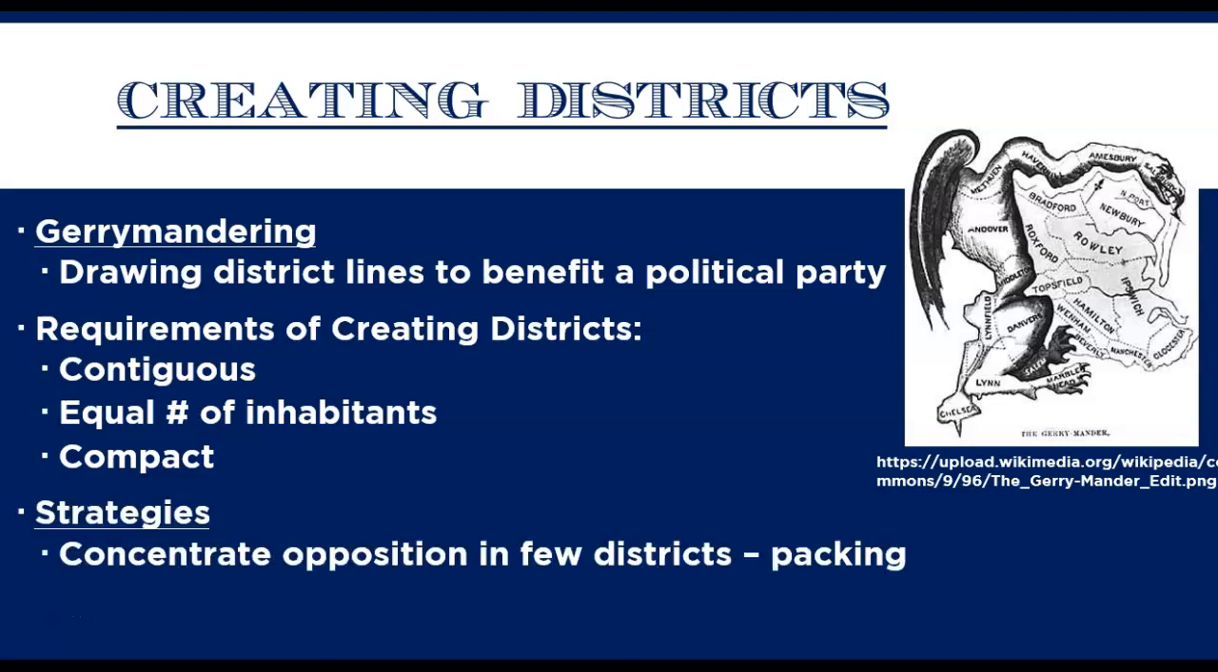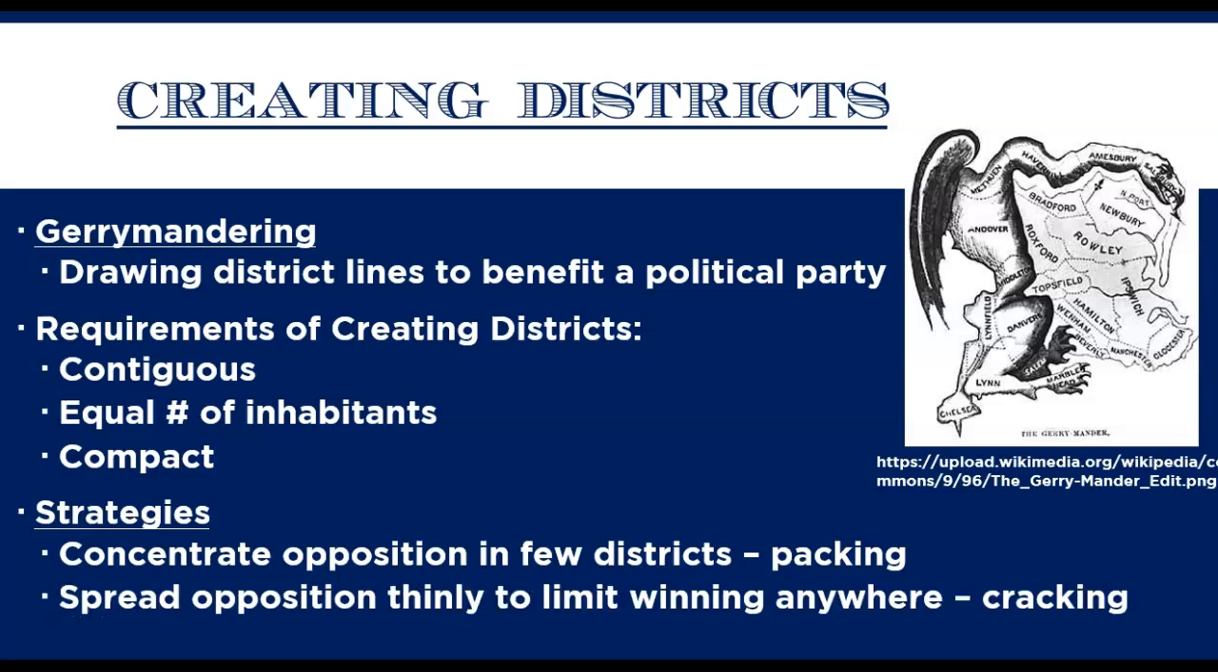Some different strategies that are used: concentrate opposition in a few districts. They pack these districts in, try to find areas that are very overpopulated, with very high population density, and put those in there to pack those areas in to get some representation in those areas because they have such a high population density. They also want to spread the opposition thinly to limit winning anywhere. This is called cracking. So you have packing and cracking when you're talking about gerrymandering.